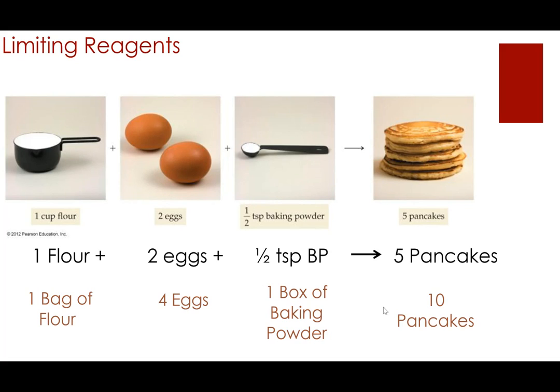And if I want to make more than 10 pancakes, what am I going to have to do? I'm going to have to find more eggs, right? Either go out and pick some up, go to the store, ask a neighbor. But if I want more than 10 pancakes, I'm going to need more eggs. And when I put more eggs in that reaction, more pancakes are going to come out the other end. So the limiting reagent or the limiting reactant in this case is the eggs, okay?